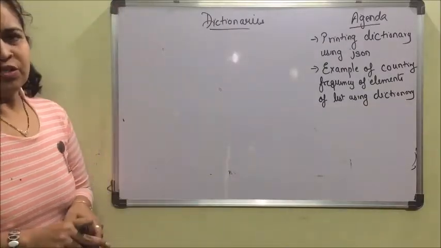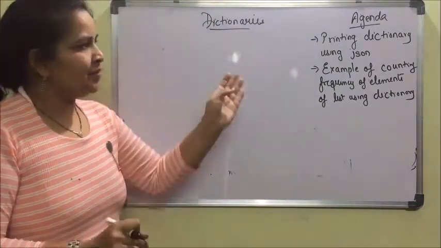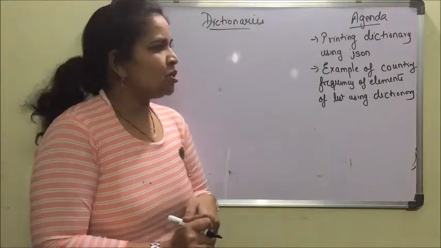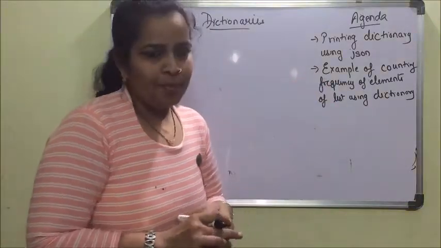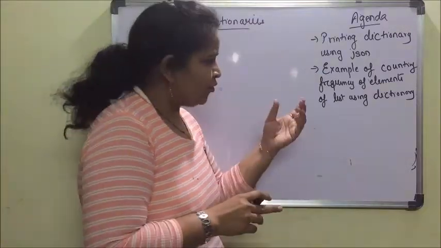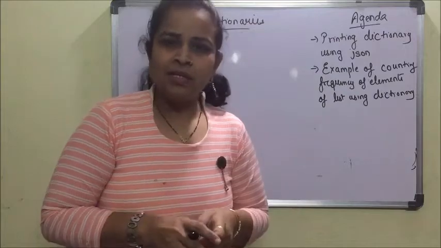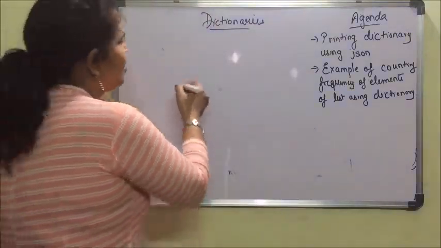So the agenda of this video is printing a dictionary. We have already learned about dictionaries; now we will learn about JSON notation. Then we will go ahead with the example in which we will count the frequency of elements of a list in a particular dictionary. So we will start with JSON.